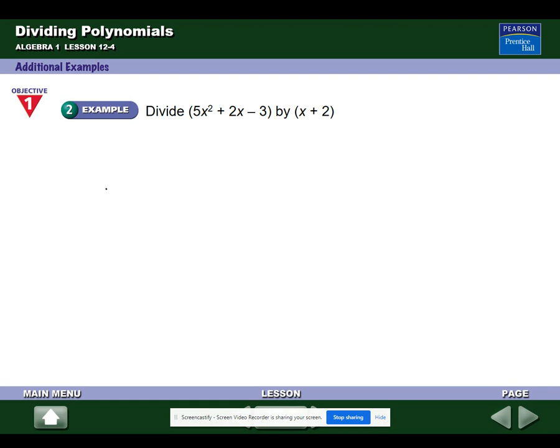Divide 5x squared plus 2x minus 3 by x plus 2. Here's what you're going to do. You're going to want to write every problem this way. Use that old symbol that you learned in elementary school for division and do this.